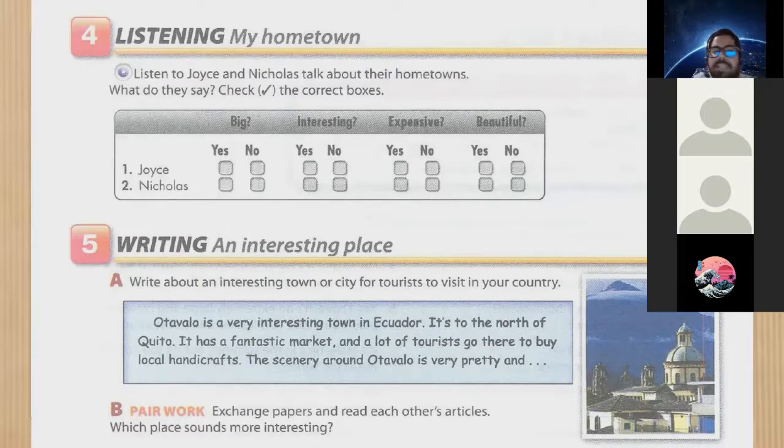Okay. What about the next one, guys? Expensive. Is it expensive? Yes. He mentions that the food in the supermarkets is really expensive. The rents to rent an apartment, you know, they mention many things that it's actually really expensive.